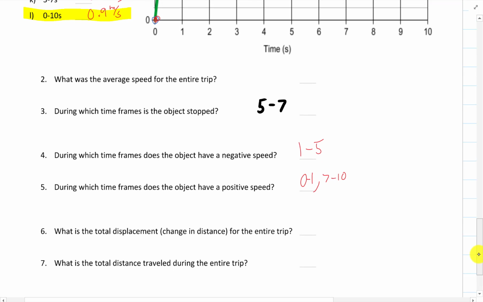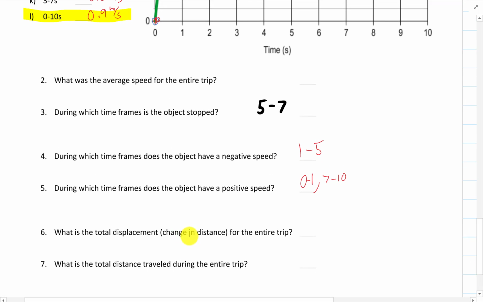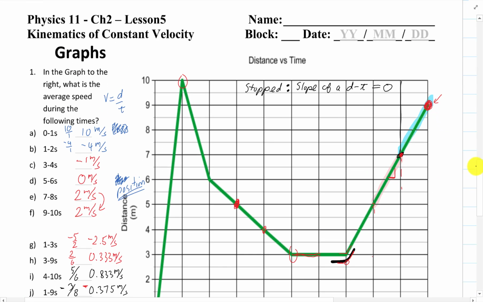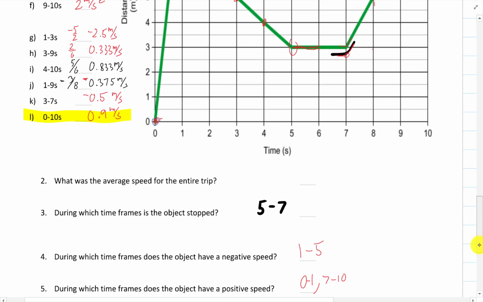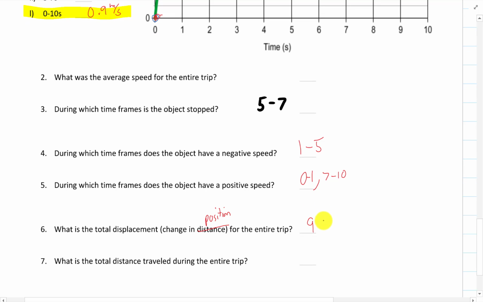What's the total displacement? Change in distance? Change in position for the entire trip. The total displacement is 9 meters, because it's final minus initial. Initial is 0, final is that. So the change in displacement is 9 meters. Now, you should have a direction, and of course the next worksheet will.